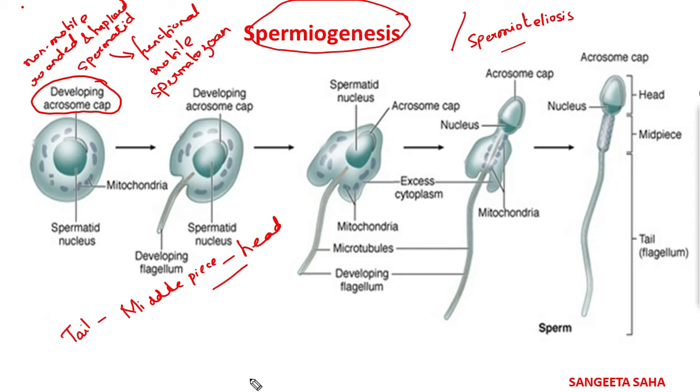Now, the cell develops the acrosome which covers the sperm head and contains enzymes that assist in penetrating the zona pellucida during fertilization. Another thing which you are going to see is the condensation of the nucleus.